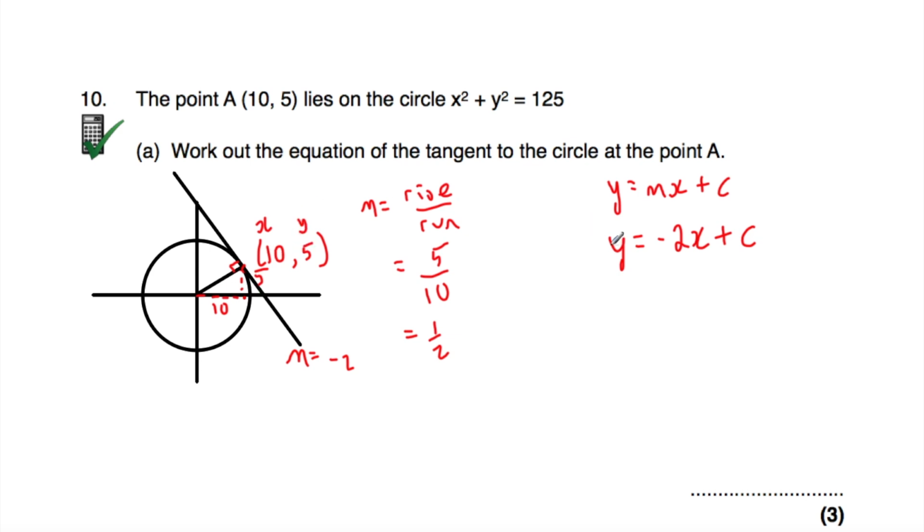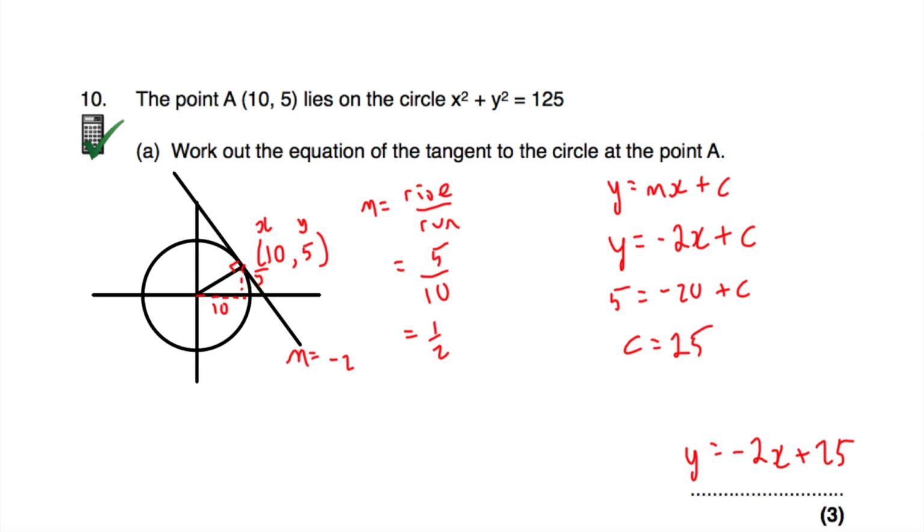So let's substitute those in. Y, that's going to be 5, is equal to minus 2x, so minus 2 times 10, that'll be minus 20, plus c. And then if we add 20 to both sides, we're going to get that c is equal to 25. So that means the equation of this tangent would be y equals minus 2x plus 25. Just putting the 25 back in here. So y equals minus 2x plus 25. So that's the equation of that tangent.